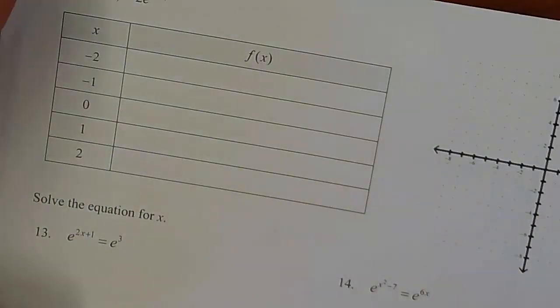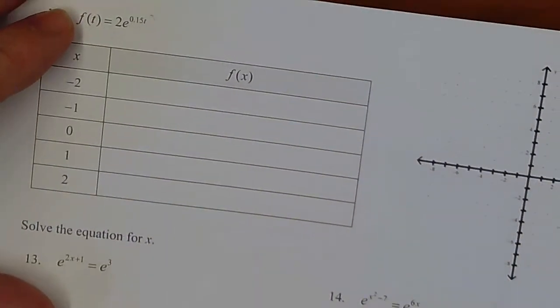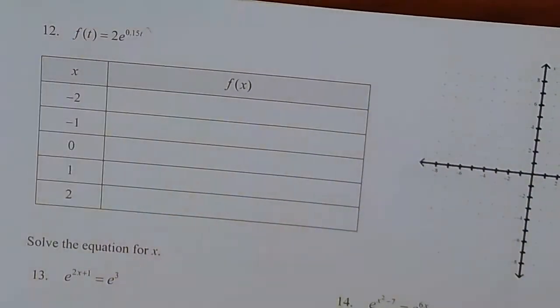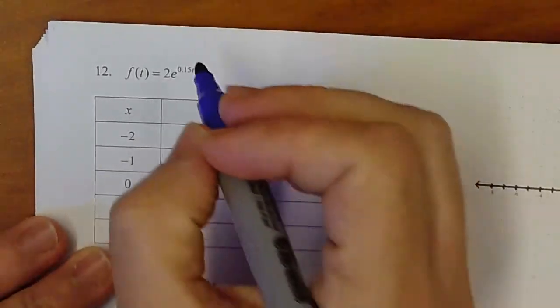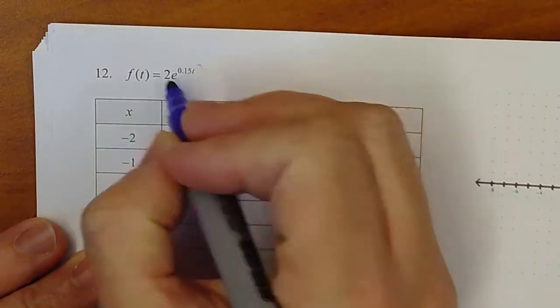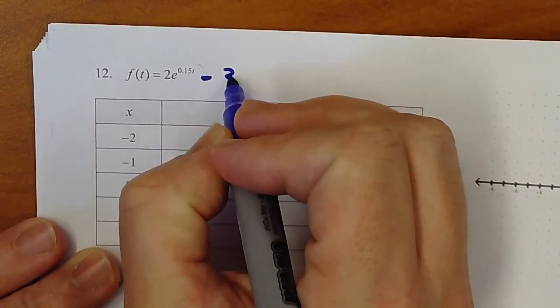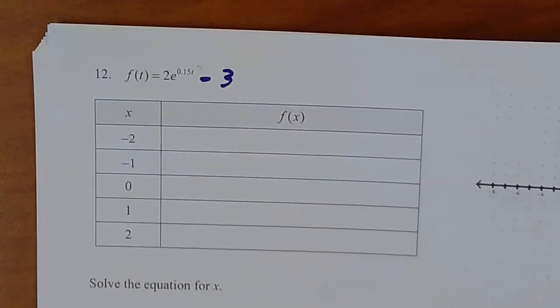All right, what I want you to do for this one is I want to edit something to this. I want to put a -3. I want you to see a horizontal or vertical shift on this one. So keep all that the same and then add to that -3. Okay?